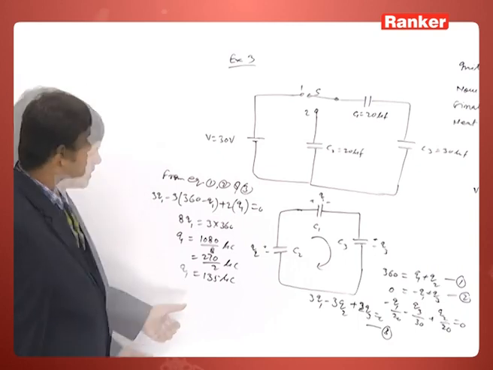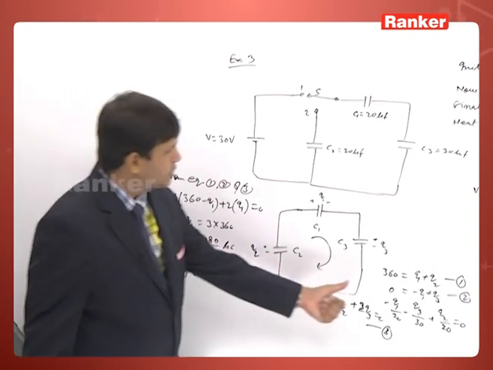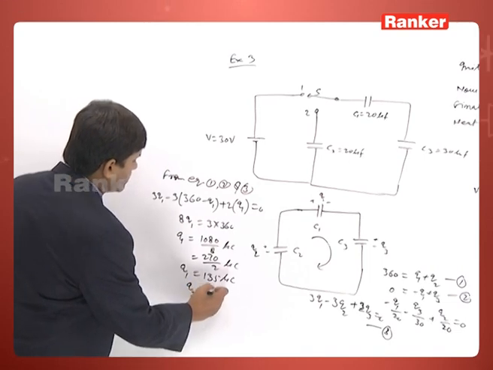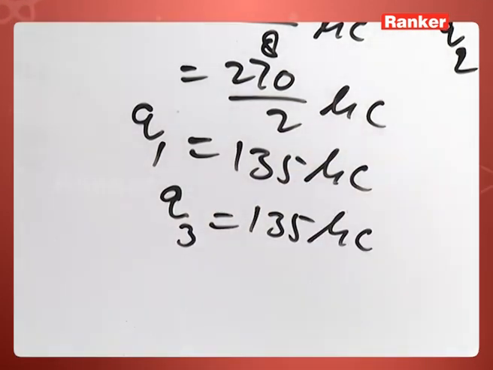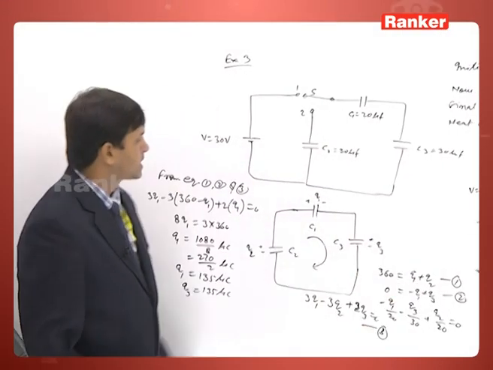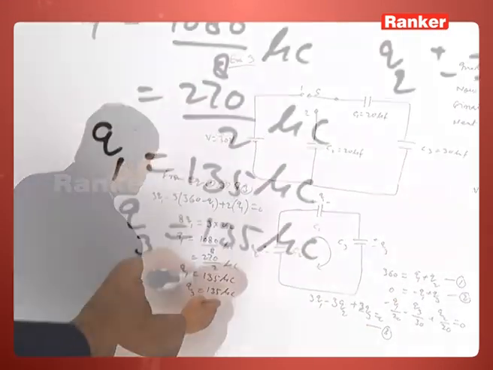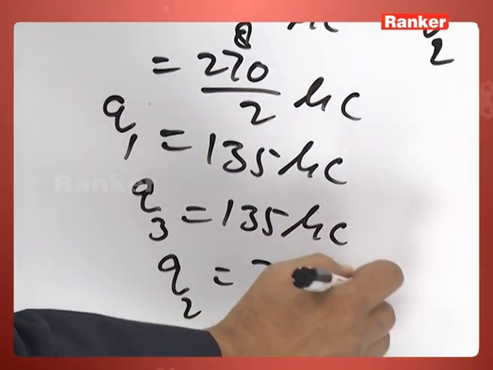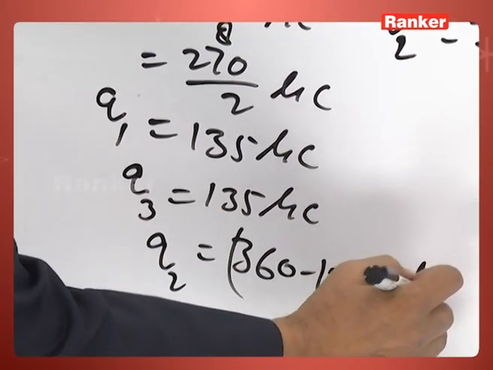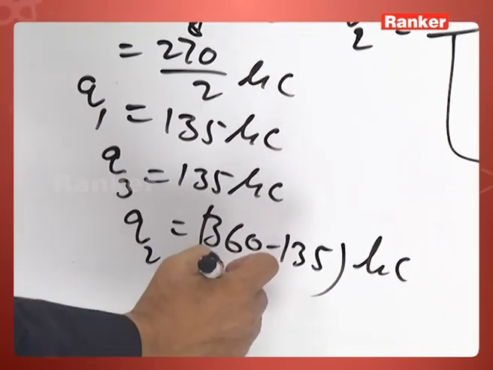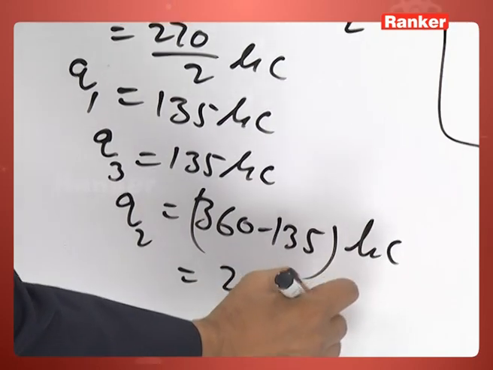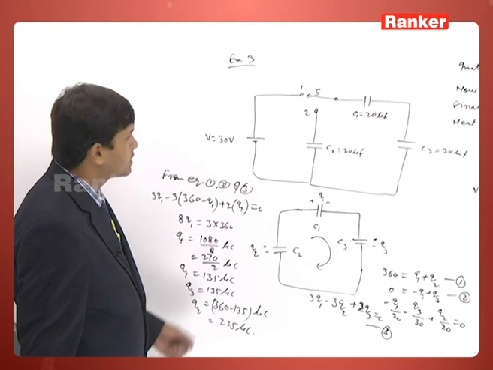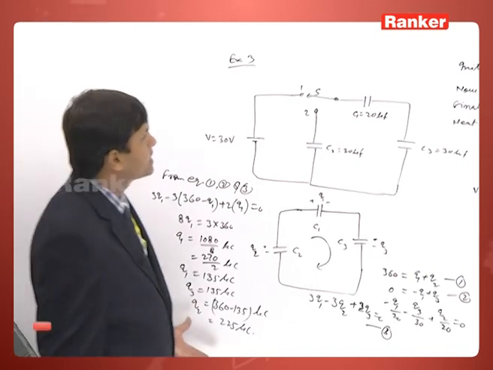Similarly, substitute the value of Q1 here, so you will get Q3. So Q3 is also 135 microcoulomb, and the Q2 value we can get from here. Q2 is 360 minus 135 microcoulomb, and this is 225 microcoulomb. Likewise, we can calculate the values of Q1, Q2, Q3.